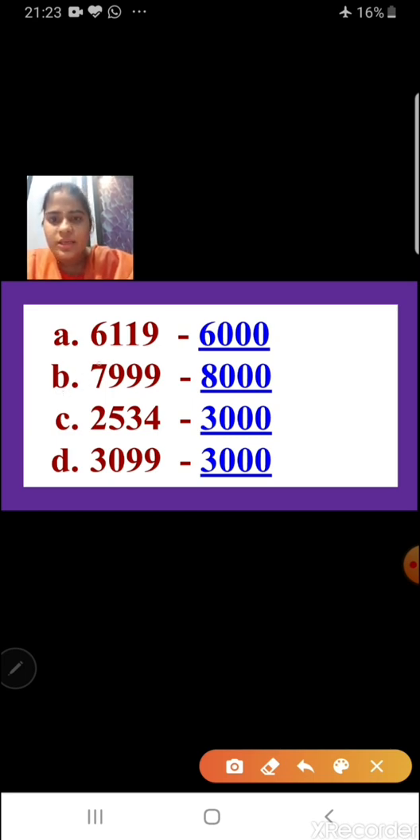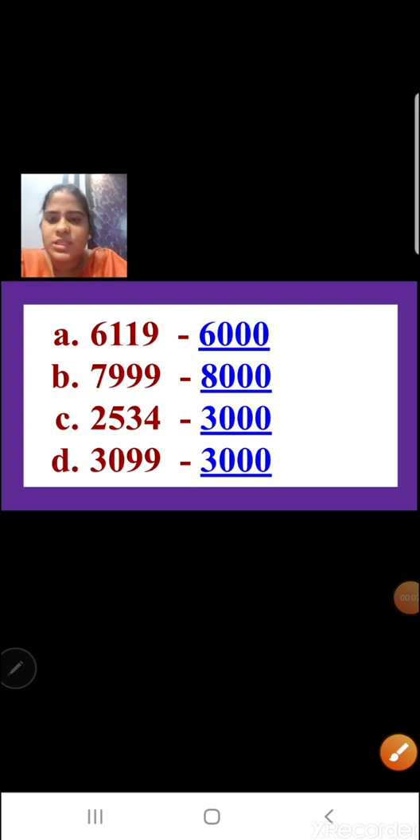Question number B is 7,999. Now number 9, it's a big number, it's in hundreds place. So the number in thousands place is going to change because it is more than 5. So 7 plus 1 is 8 and your answer is 8,000.